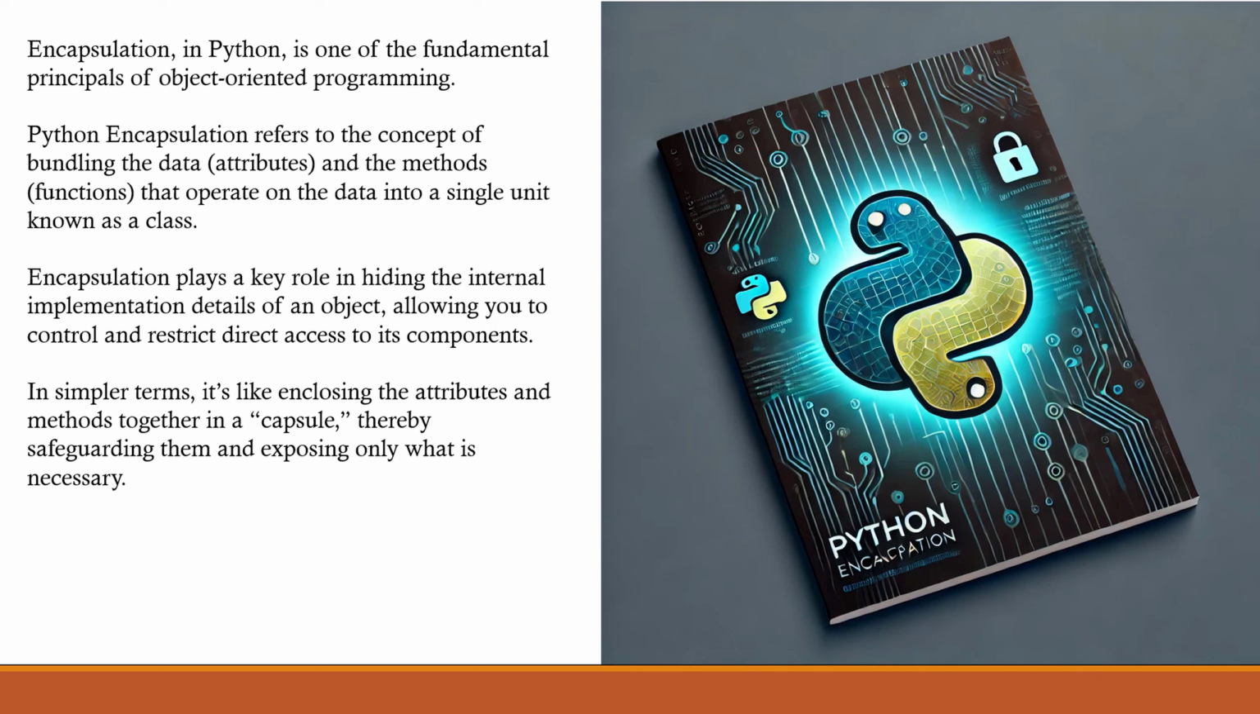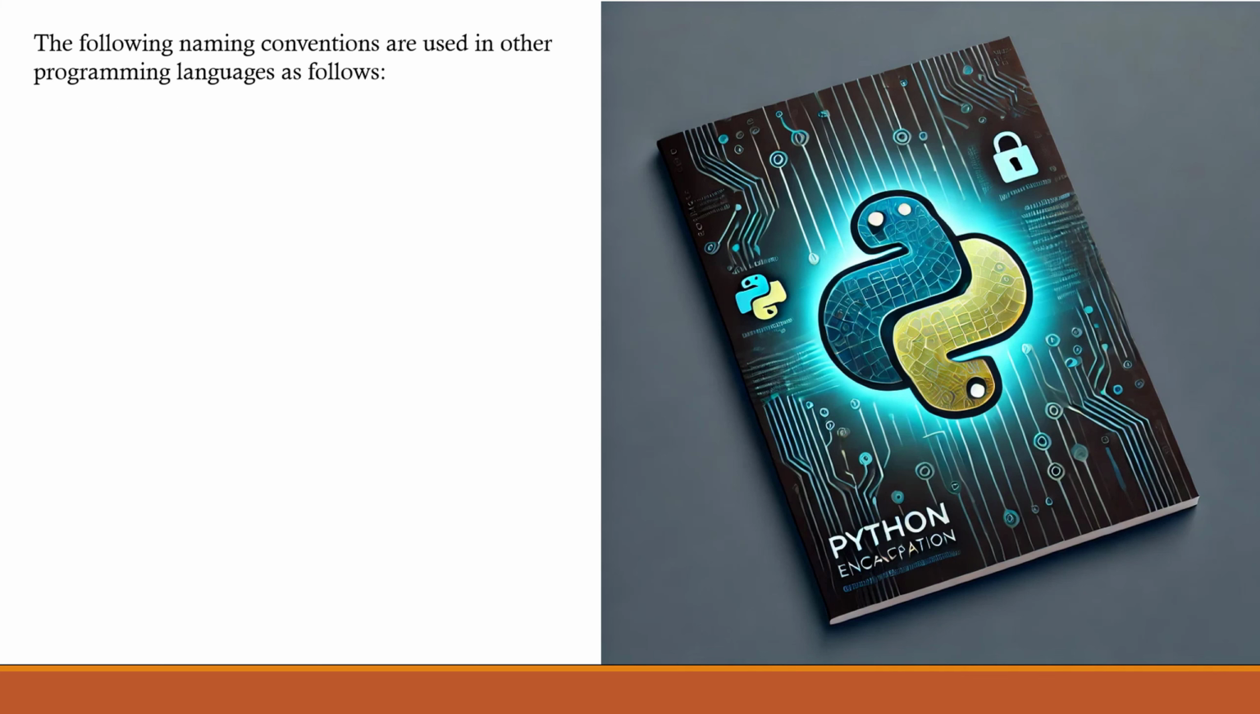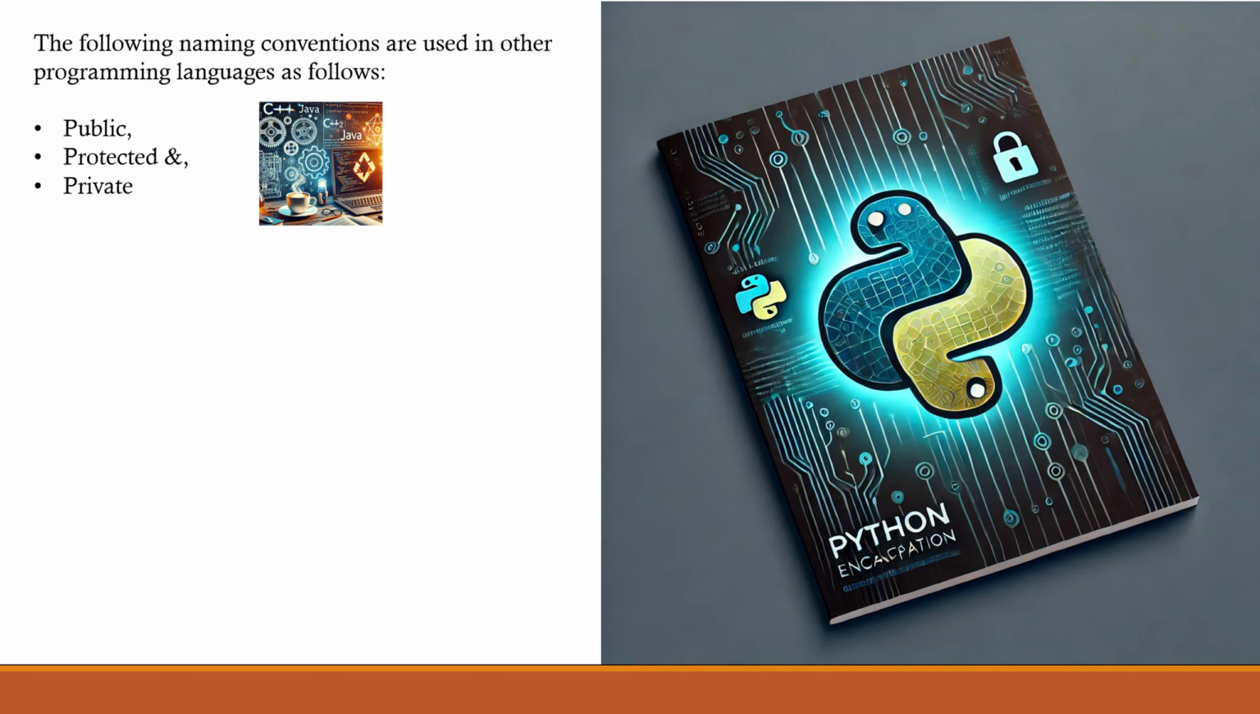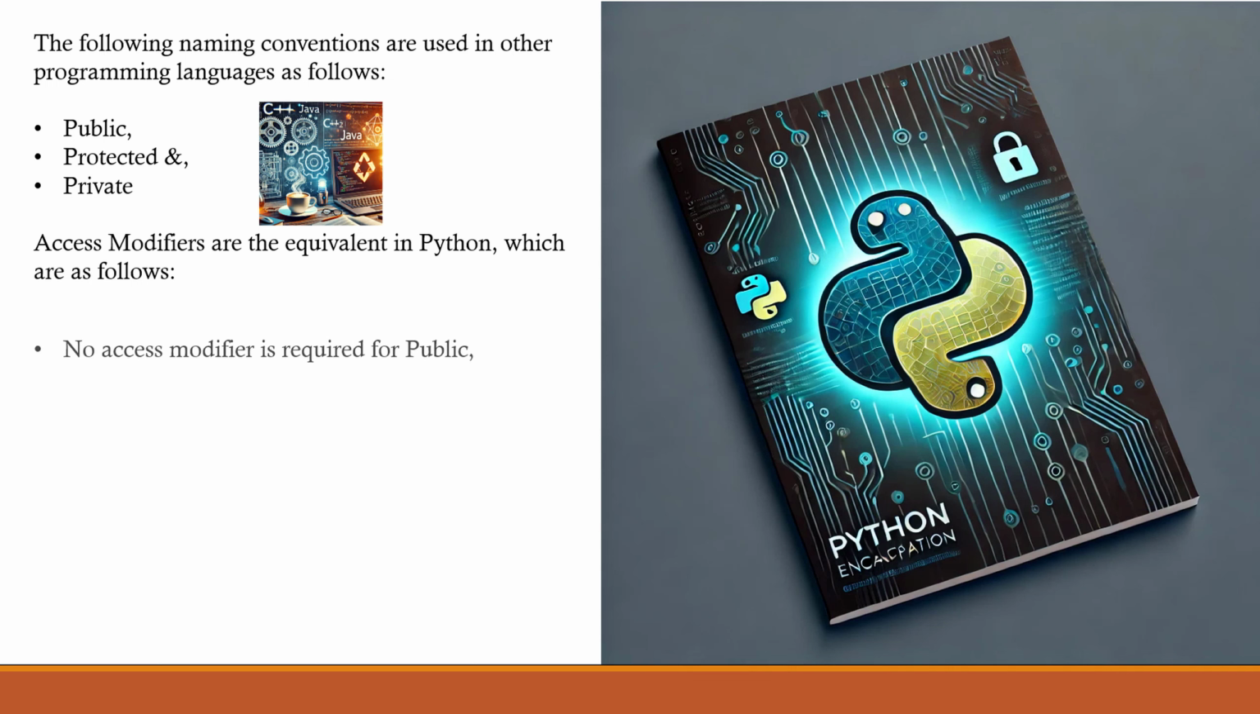It's really about protecting the attributes, the variables and methods within a class, and you're able to restrict access to the variables and methods that form part of the class. So there are three naming conventions that are used, which are public, protected and private. However, in Python there are no actual keywords of public, protected and private, which there are in other programming languages like C++ and Java. So instead in Python we do this using something called access modifiers. The Python equivalent is the use or the absence of underscores.